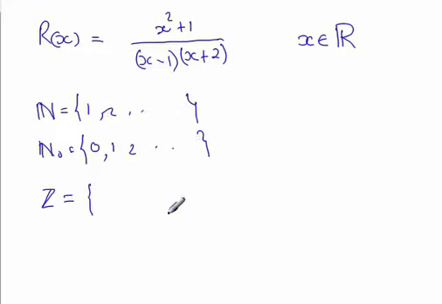What are integers? We've got 0. What else? Plus 1 and minus 1, plus 2 and minus 2, plus 3 and minus 3, and so on. Okay. Then we get what we call rational numbers.